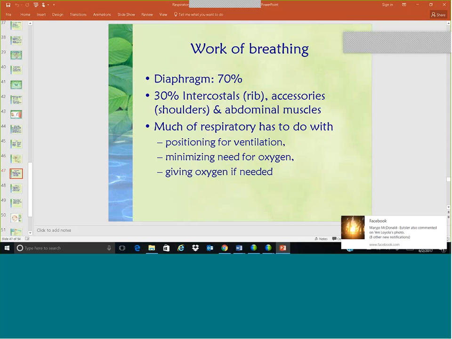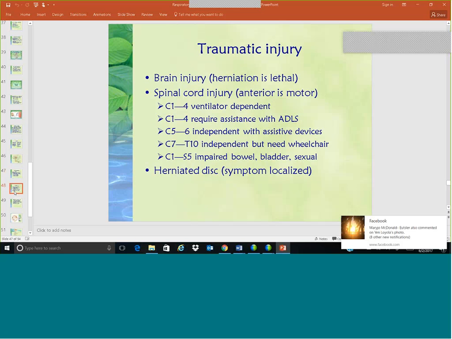Much of the respiration has to do with positioning for ventilation. Again, we need to sit them up. Semi-Fowler's to high Fowler's, they may even need to lean forward and lean on their bedside table, minimizing the need for oxygen and giving oxygen again only if needed, especially if they are a COPD patient. Traumatic injuries, as I mentioned before, not only to the brainstem, but traumatic injuries to the spinal cord can cause the inability to breathe on your own.